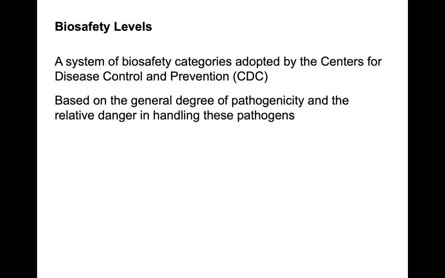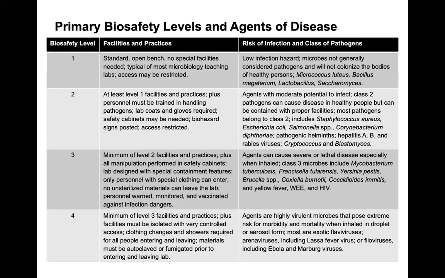We have what are referred to as biosafety levels. This is a system of biosafety categories that was adopted by the Centers for Disease Control and Prevention. It's based on the general degree of pathogenicity and relative danger in handling of these pathogens. The primary biosafety levels and agents of disease, we have 4. Biosafety level 1, low infection hazard. Microbes are generally not considered pathogens and will not colonize the bodies of healthy persons. This, you really do not need to have any special precautions.